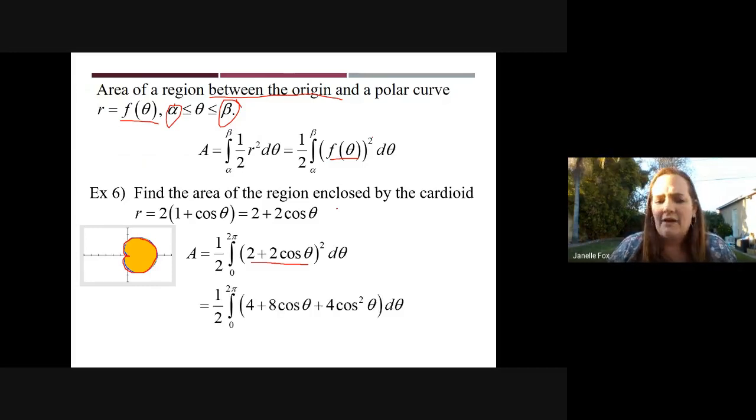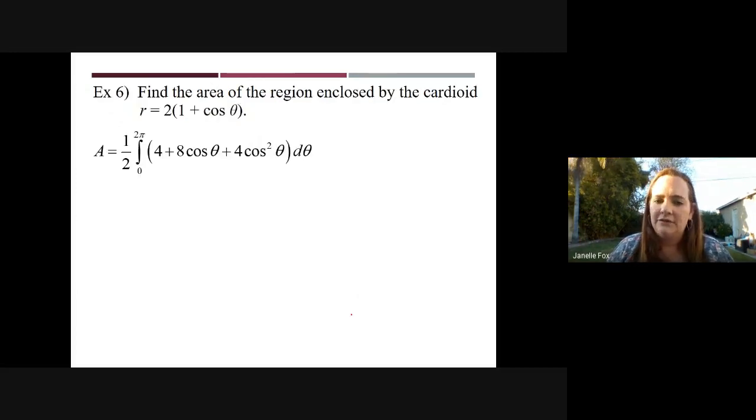We're going to have 1/2 the integral from 0 to 2 pi. I expanded this by squaring it. I get a 4 plus an 8 cosine theta, and then plus a 4 cosine squared theta. I can take the antiderivative of a 4, and I can take the antiderivative of an 8 cosine theta. I can't take the antiderivative of this. There is a lovely cutesy identity that we're going to use: cosine squared theta is 1 plus cosine of 2 theta over 2.